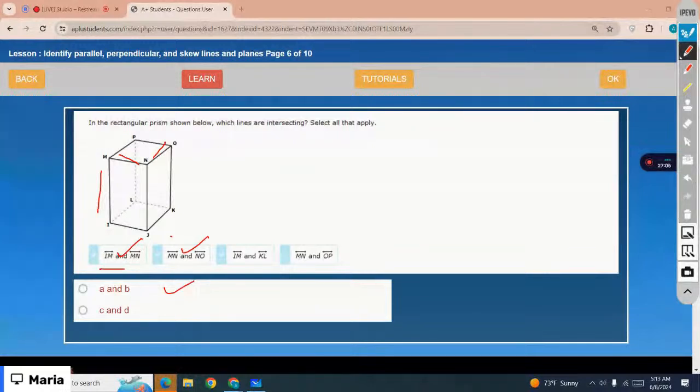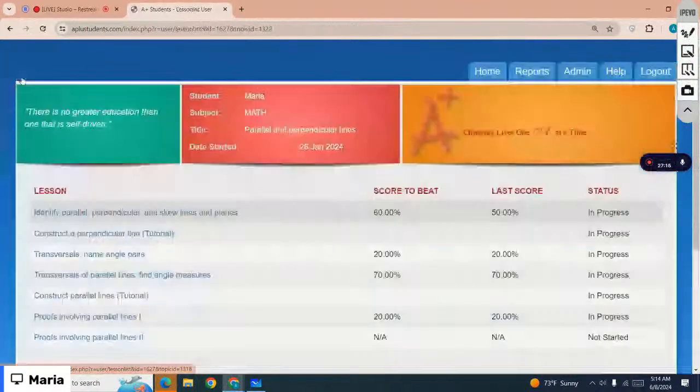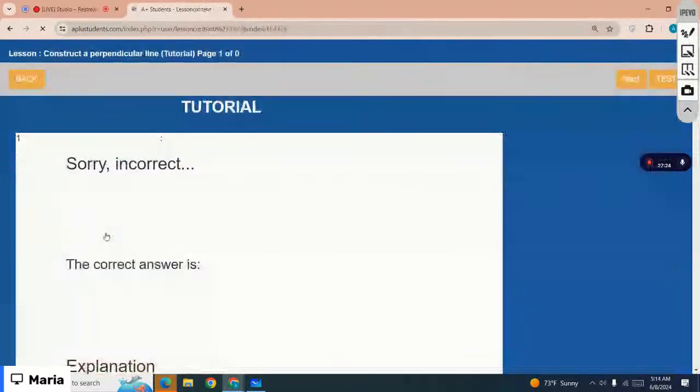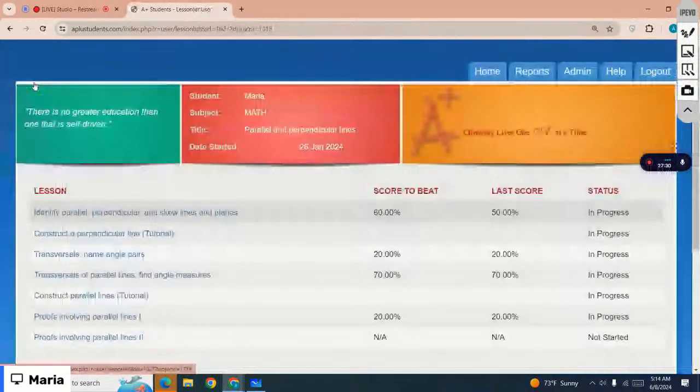Okay, you can complete the lesson by yourself later today. Let me just move on to the next lesson. The next lesson is construct a perpendicular line, I think. Okay, let's just skip this lesson. The next one is transversals, name angle pairs. Let's just start with the list.